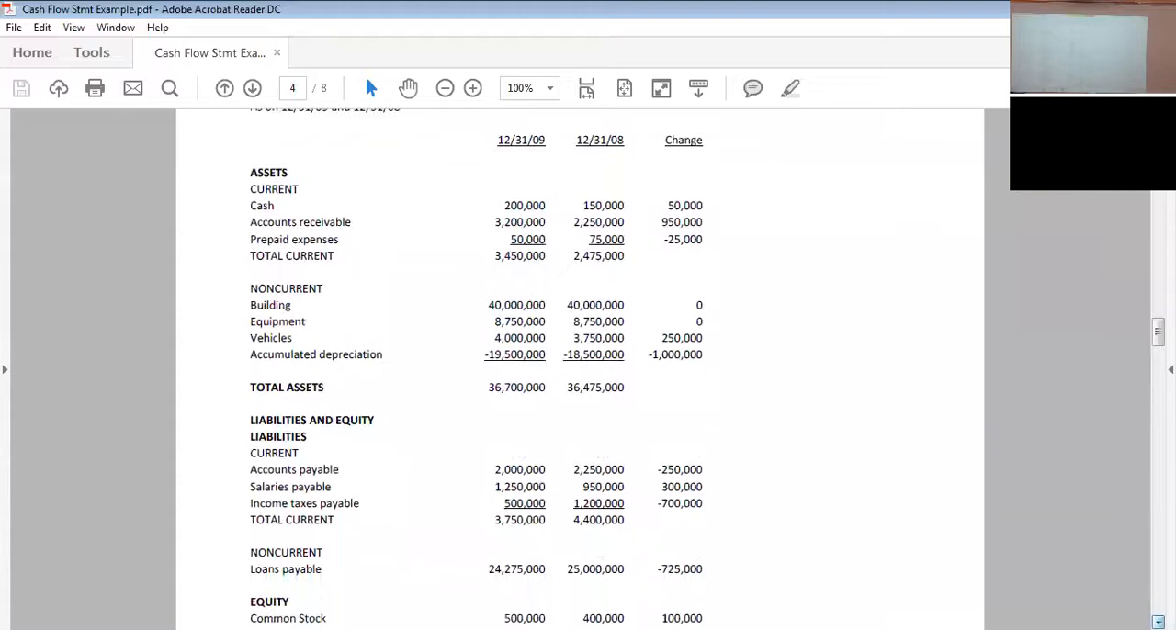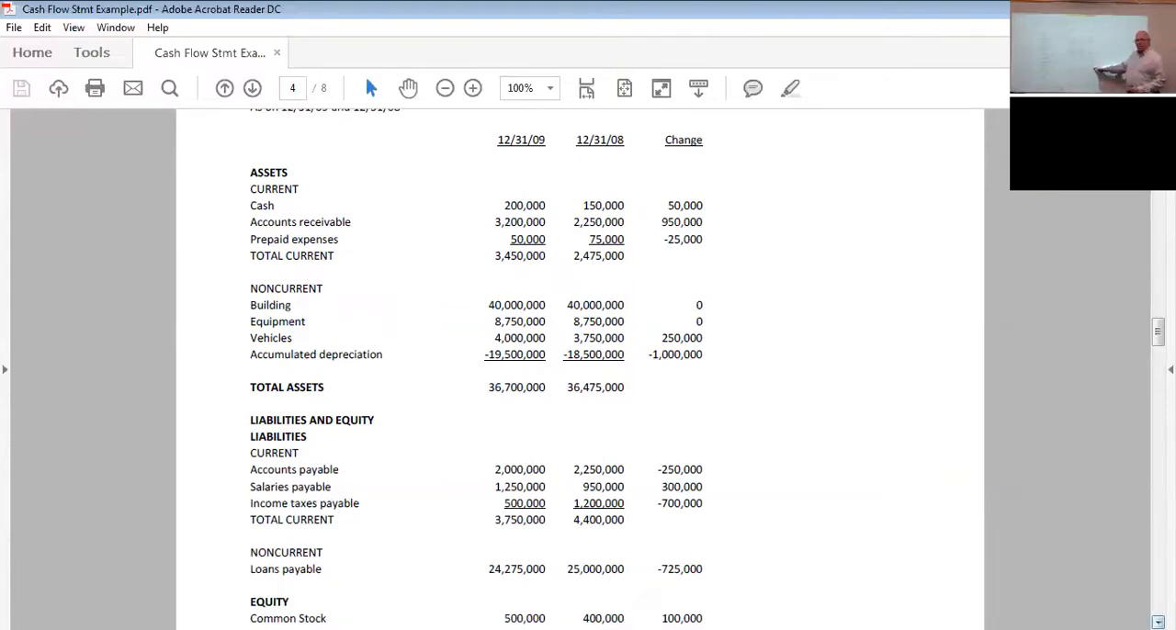The next step is to take the comparative balance sheet and add another column. The other column shows the change from year to year in each of the items. There's the 50,000 change in cash that we have to wind up with on the statement. Accounts receivable went up 950,000. Is that good or bad for cash? Why is it bad? It means that portion of your revenue wasn't received in cash.